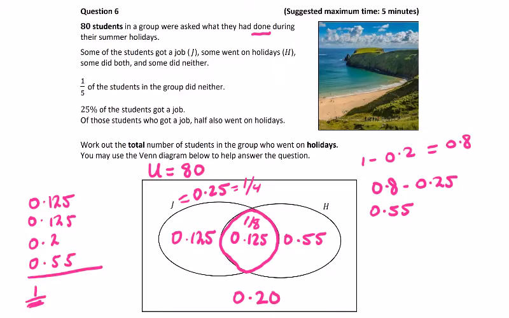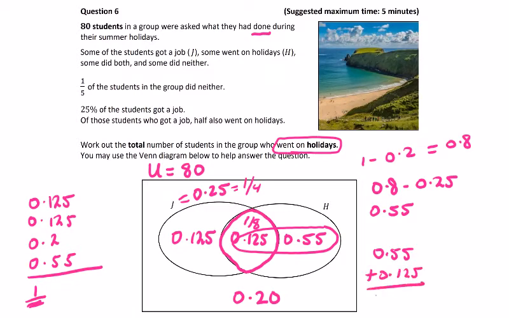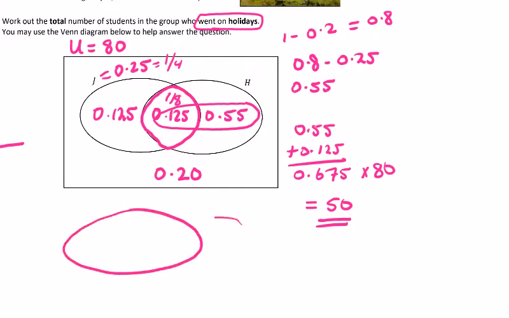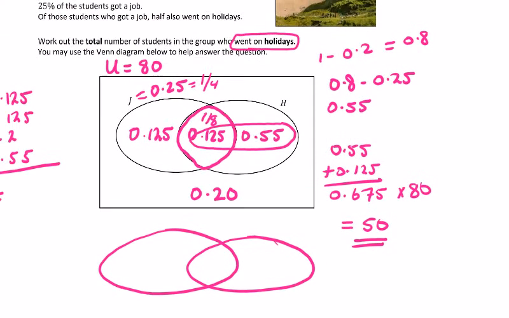So what are we asked here? Work out the total number of students who went on holidays. Now we could have done it in terms of numbers at the beginning, but the number who went on holidays is 0.55 plus 0.125, which is 0.675, 5/8 of 80, which is equal to 50. And if we do the two circles again with numbers, we had 80 in total.